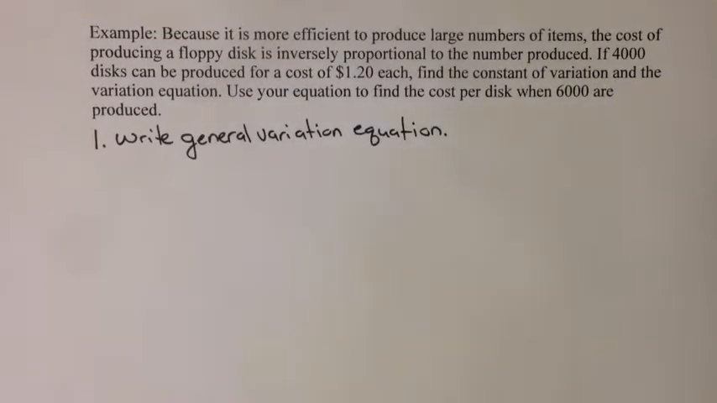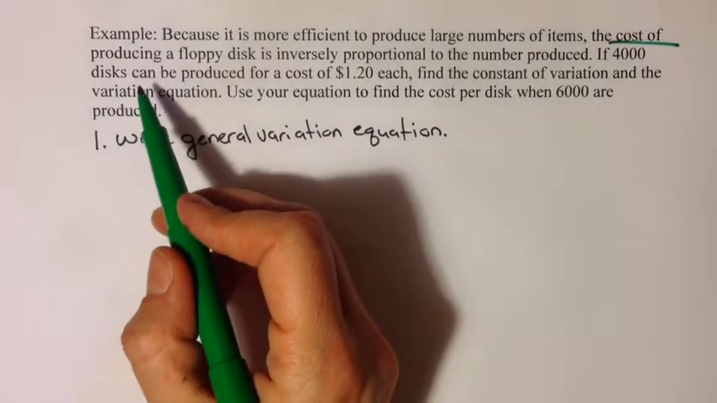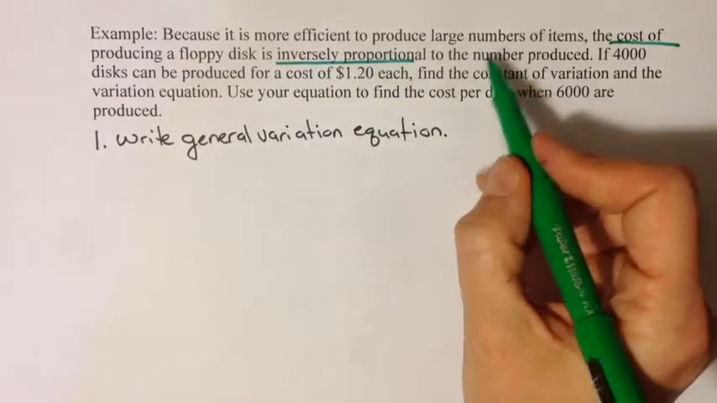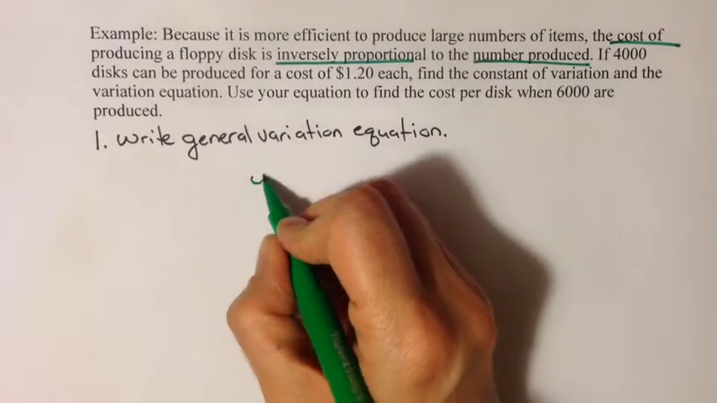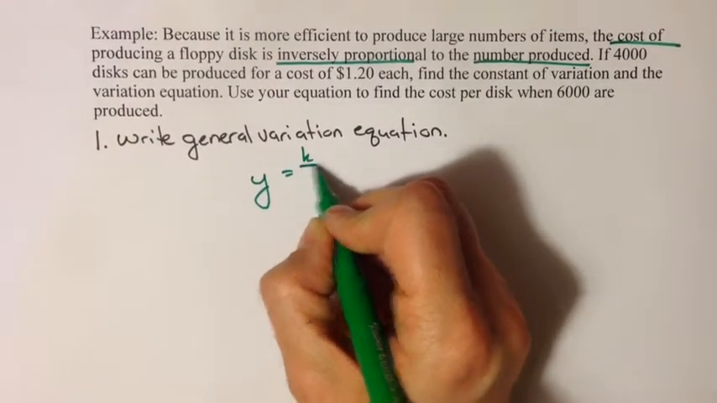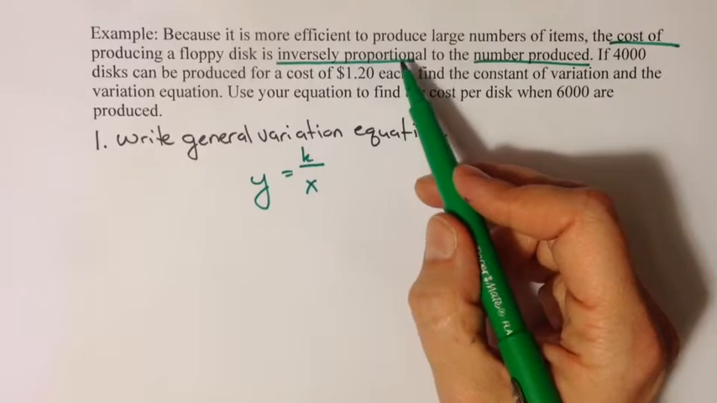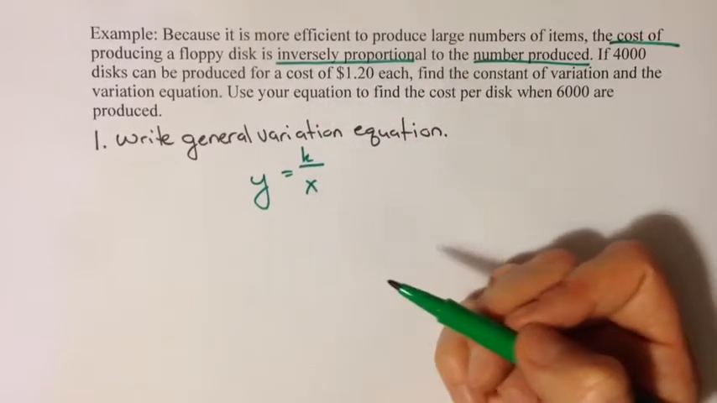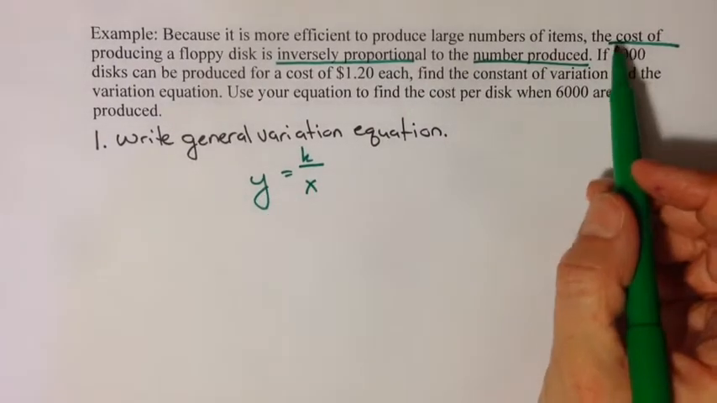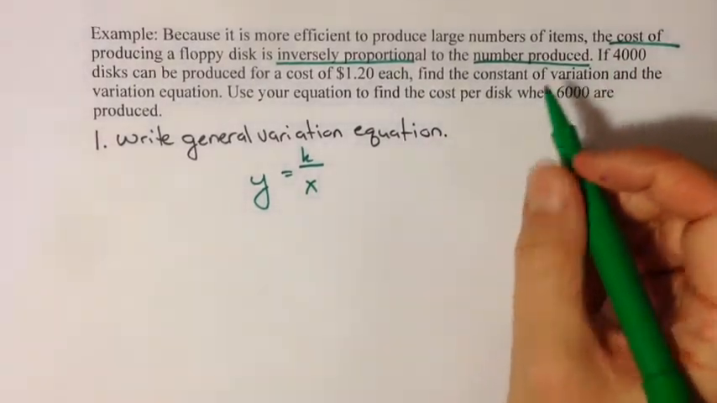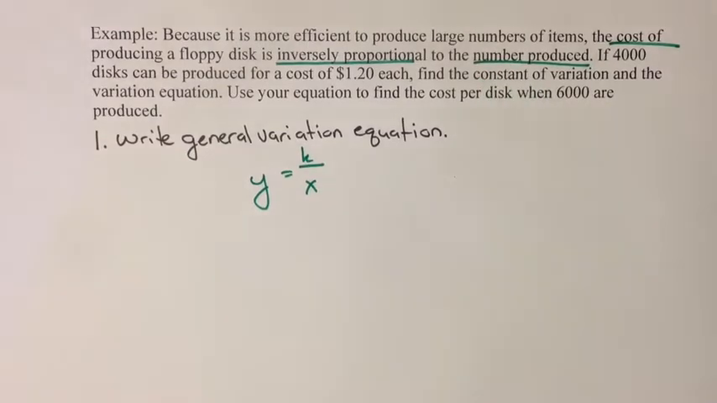Our first step is to write down a general variation equation. So to do that, we need to figure out how to unlock this code. We know that the cost of producing a floppy disk is inversely proportional to the number produced. That tells me my equation is going to look something like y equals k over x. That inversely proportional tells me that my second variable is in the denominator of a fraction. I also know what these variables are. My first variable, y, is going to be the cost of producing a floppy disk, and my second variable will be the number of floppy disks produced.